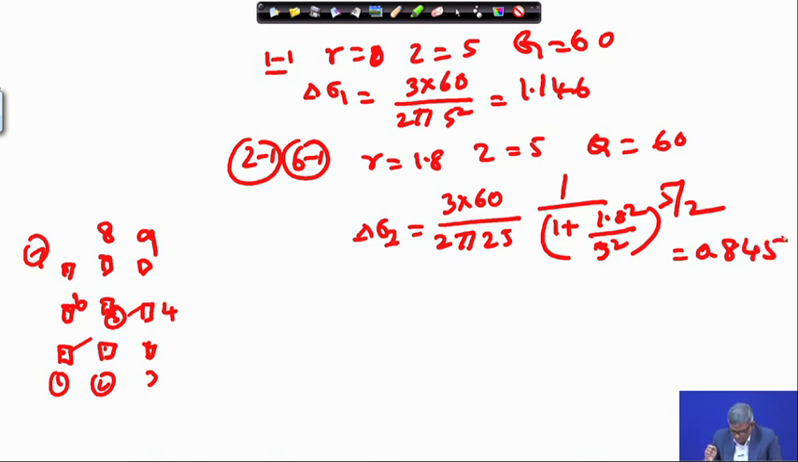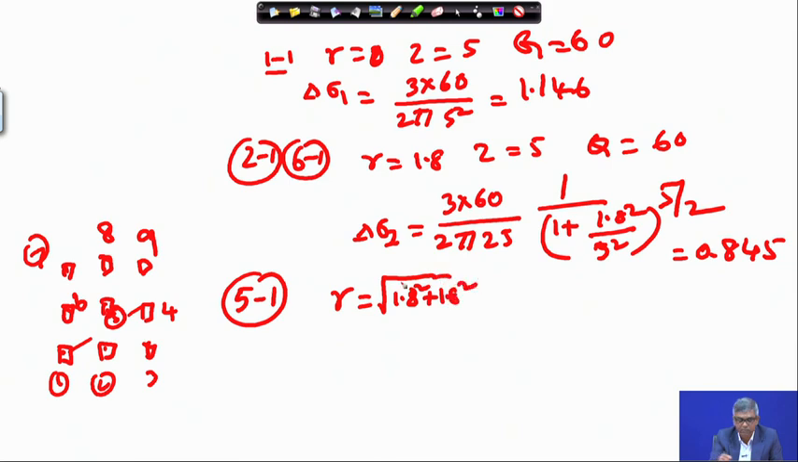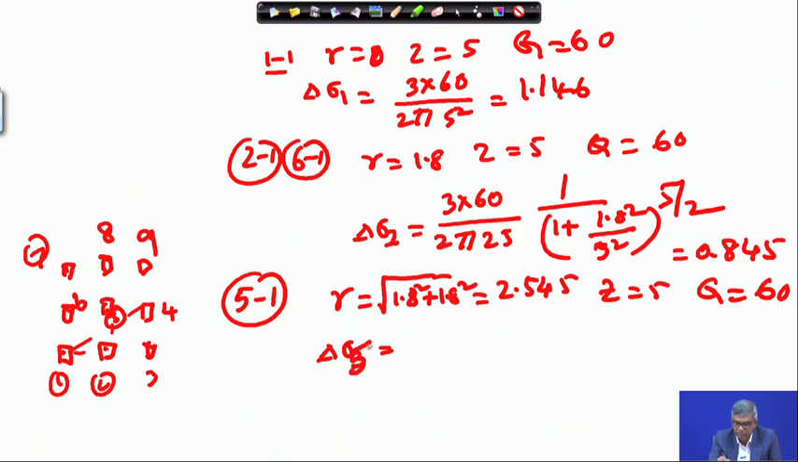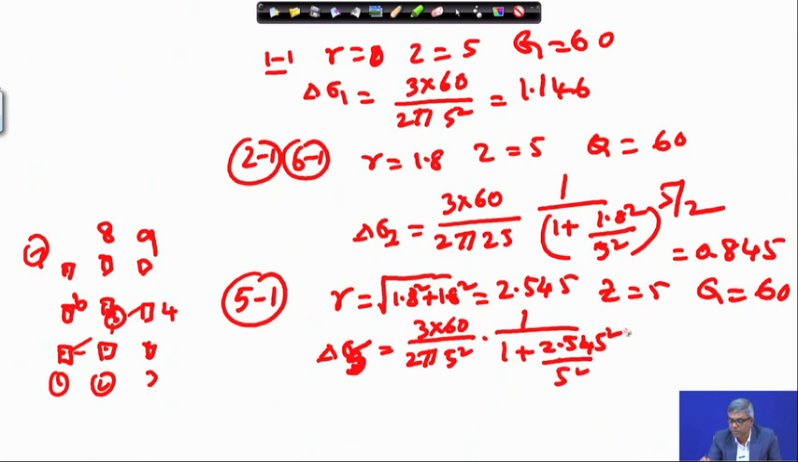And now, 5 to 1. In that case r becomes the square root of 1.8 squared plus 1.8 squared, because this distance is 1.8 and this is 1.8. So that becomes 2.545, and z equals 5, q equals 60. Then you have delta sigma z 3, or I can say z 5, since the footing is 5, so it will be 3 multiplied by 60 divided by 2 pi 5 squared, times 1 by 1 plus 2.5545 squared divided by 5 squared, to the power 5 by 2. So this gives you a value equal to 0.644.